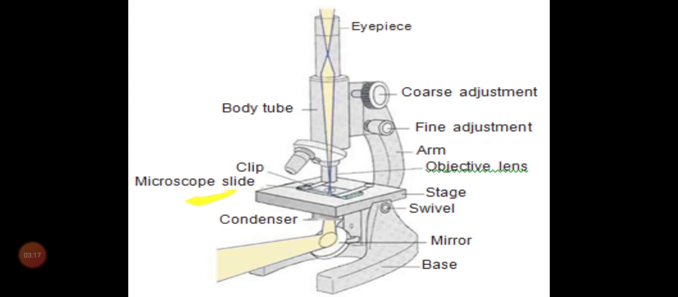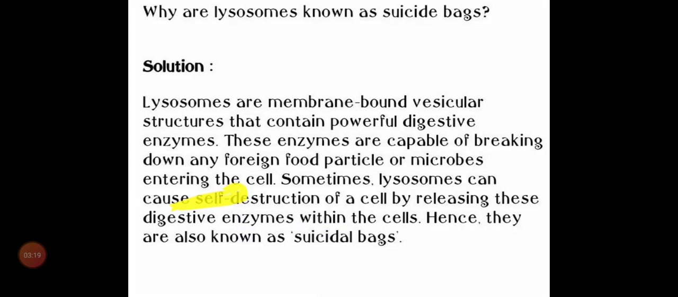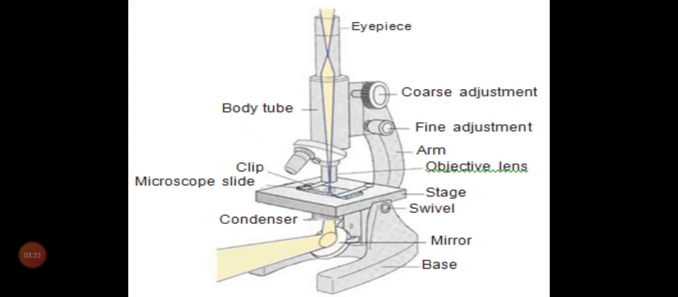And here it was given microscope slide. Slide means a small rectangular glass. That we will call a slide. With that we'll take a section and keep it on the slide, and we can keep it on the stage and see the objects with the help of the eyepiece. That's all about the structure of the microscope.